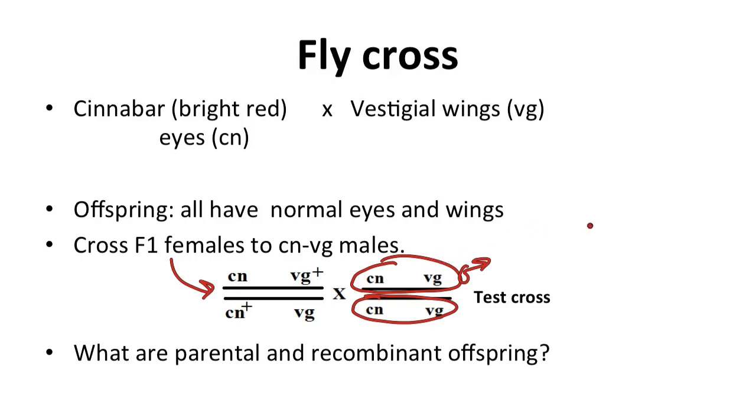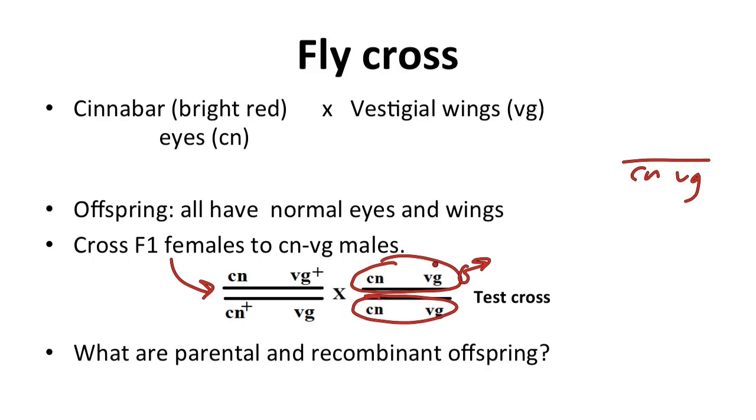Well, let's think about this. The dad's always giving the mutant forms. So basically from dad, you're always getting CN VG, no matter what. You're always getting that combination. It doesn't matter if there's a recombination or not, which there isn't any recombination in Drosophila males, but let's just leave that alone.